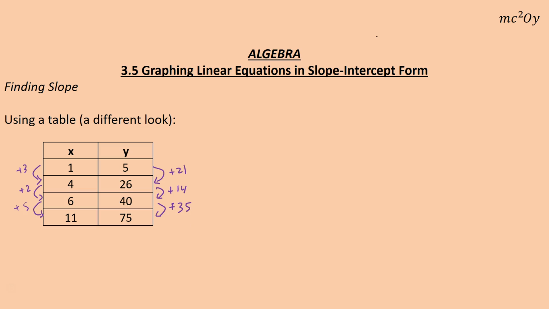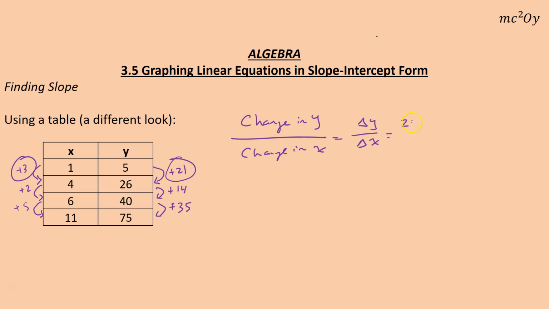But if we're looking at change in y over change in x, or delta y over delta x, really we're just looking at these individuals. So delta y 21 over delta x of 3. When y changed by 21, x changed by 3. Or when y changed by 14, x changed by 2. Or when y changed by 35, x changed by 5.